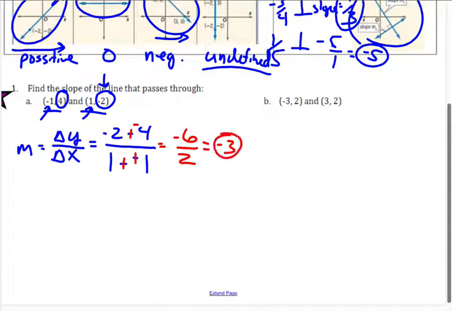And my slope is negative 3. A lot of people like to write it as a fraction, negative 3 over 1. Either one of those would be fine with me.